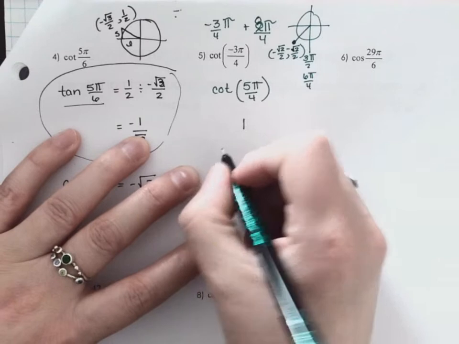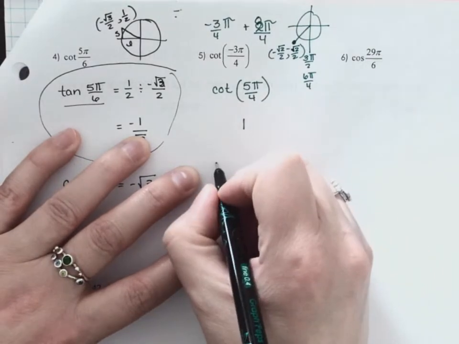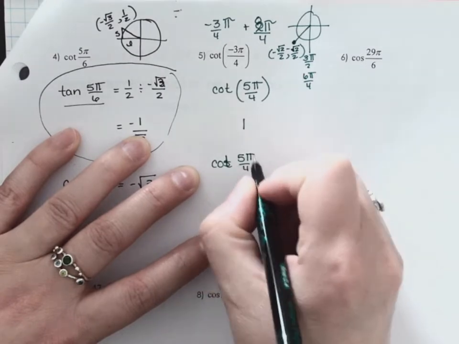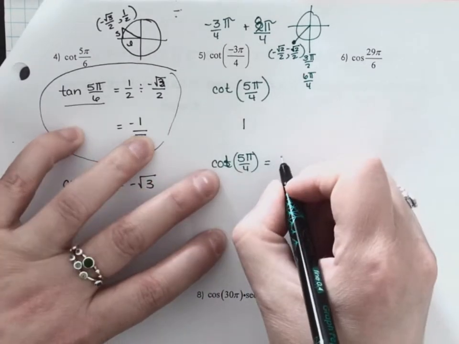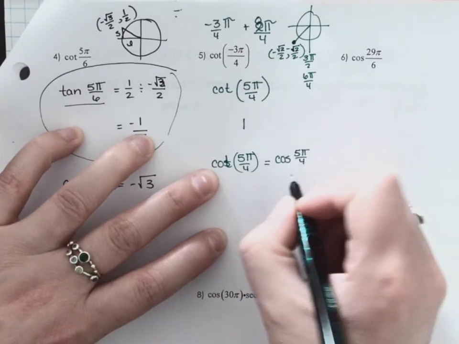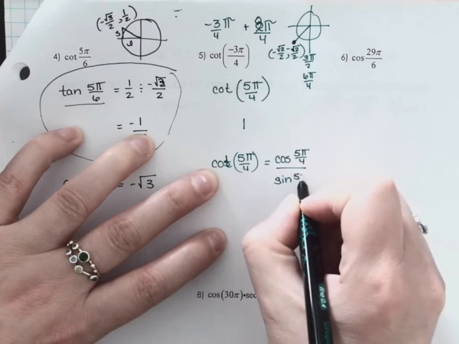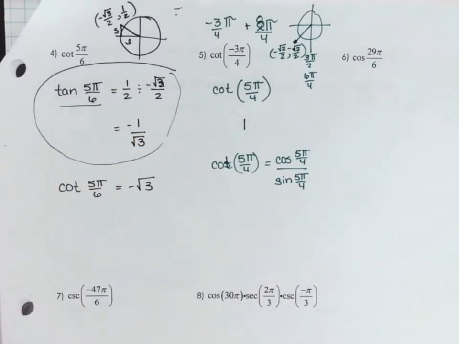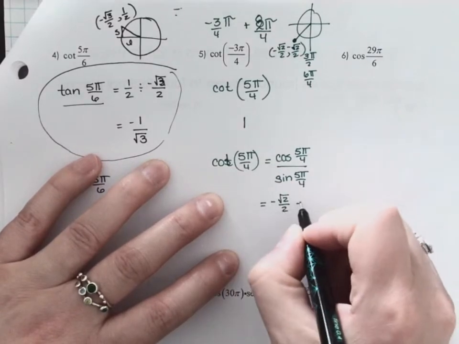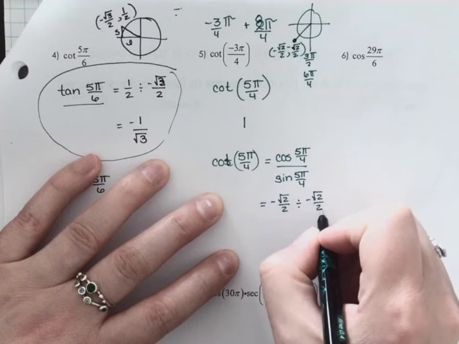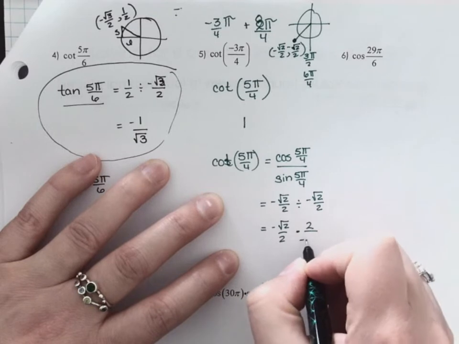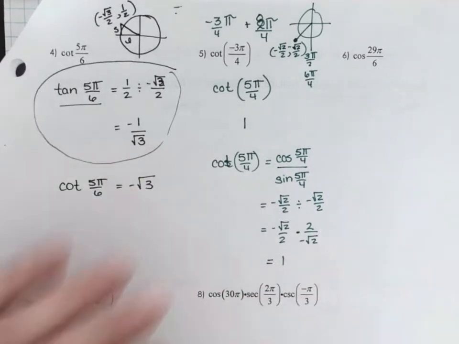Maybe I will just for funsies. So cotan at 5 pi over 4 is really going to be equal to cosine of 5 pi over 4 over sine of 5 pi over 4. And we know that is negative root 2 over 2 divided by negative root 2 over 2. So negative root 2 over 2 multiplied by 2 over negative root 2. That's going to give me 1.